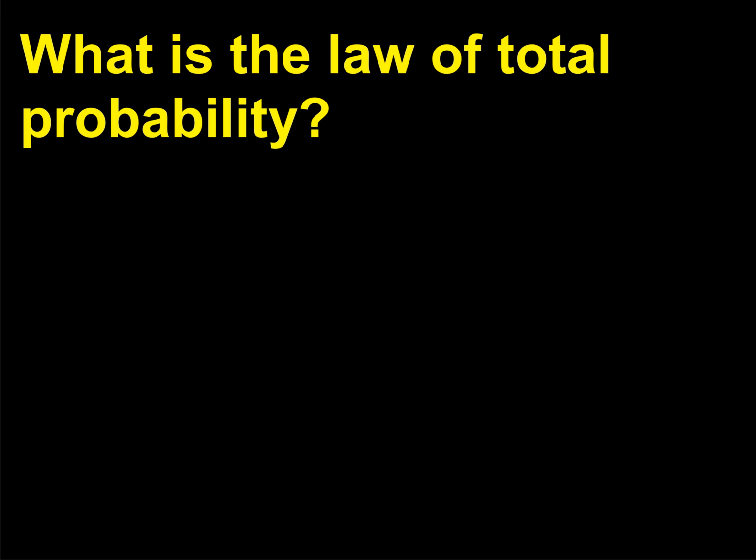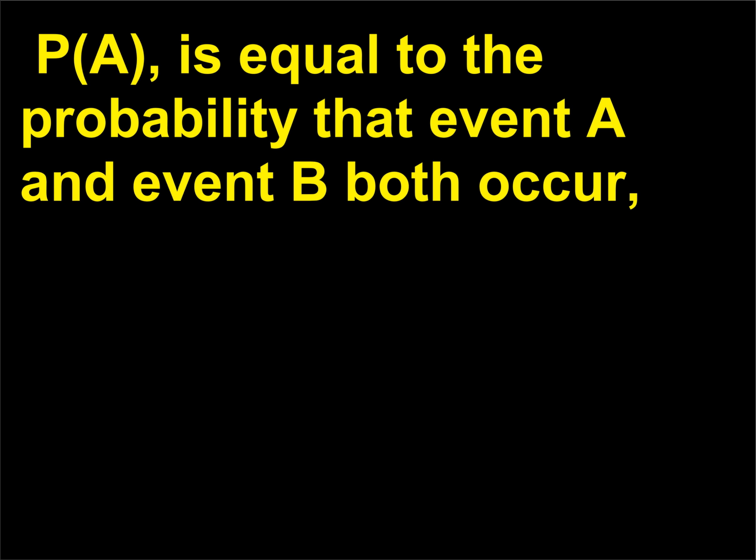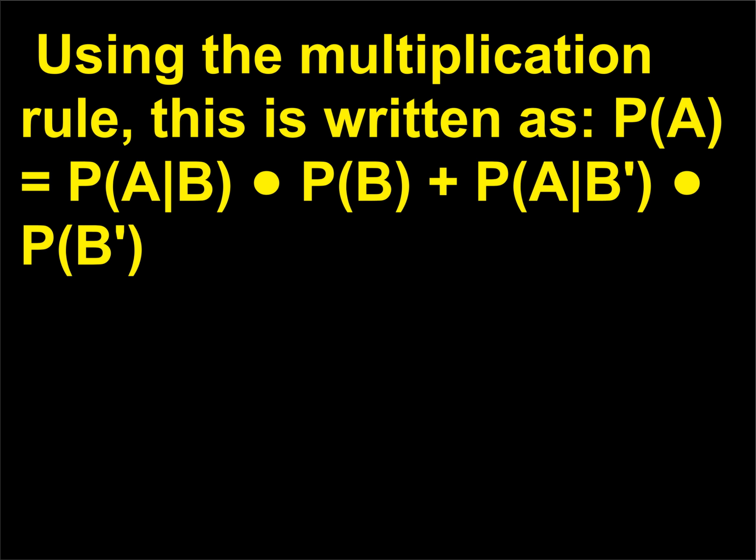What is the law of total probability? The law of total probability can be written as follows: the probability that an event A will occur, P(A), is equal to the probability that event A and event B both occur, plus the probability that event A and event B occur, or A occurs and B does not. Using the multiplication rule, this is written as P(A) equals P(A|B)P(B) plus P(A|B')P(B').